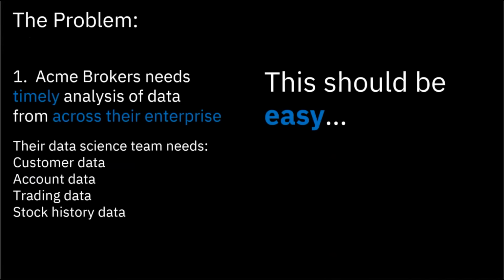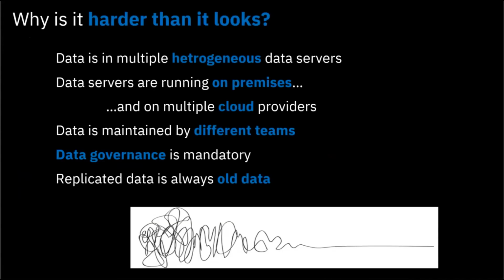Mike, if you want to continue, next slide, please. But this is actually a lot harder than it looks for this particular customer and for a lot of our customers. The data is on multiple heterogeneous data servers. Some of those data servers are running on premises. Some of them are on multiple cloud providers. Data is maintained by different teams and different organizations. And data governance is mandatory for the ability to protect customer data and trading data for specific customers. Who gets to see what is critical for the solution as well.